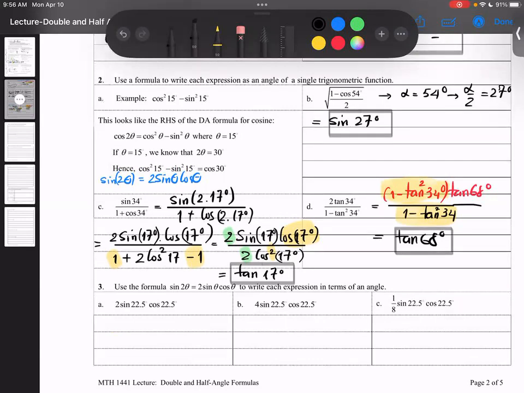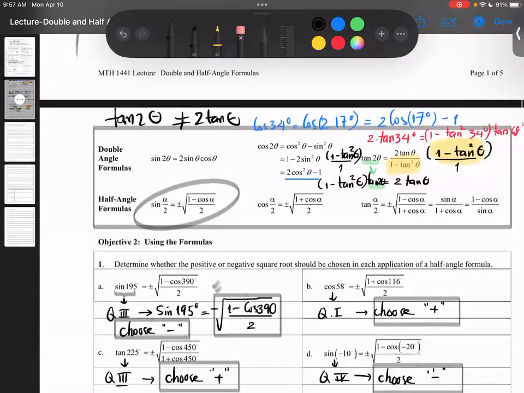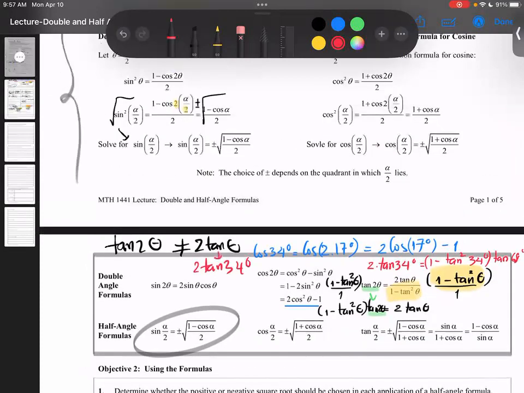Why can't you just plug it into the actual formula? What is the formula? I don't have a formula. Tangent of 2 theta is not the same thing as 2 tangent theta. No. What I have is 2 tangent of 34 degrees, which is this one, which is this part, right? I don't have that. I have this, but I don't have that.